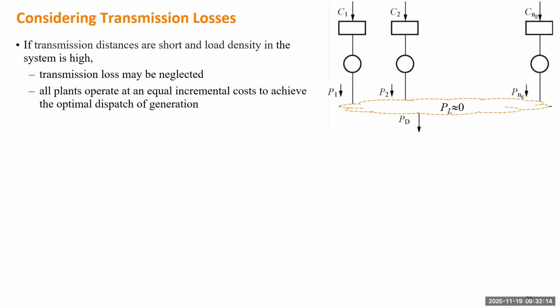So the only thing left will be about how to deal with transmission loss. In the formulation we studied so far, we ignored the transmission network. When the transmission distances between generation and load are very short and load density is very high, we can ignore the transmission loss. And finally, the conclusion is all power plants will operate at the same equal incremental cost for the optimal dispatch.